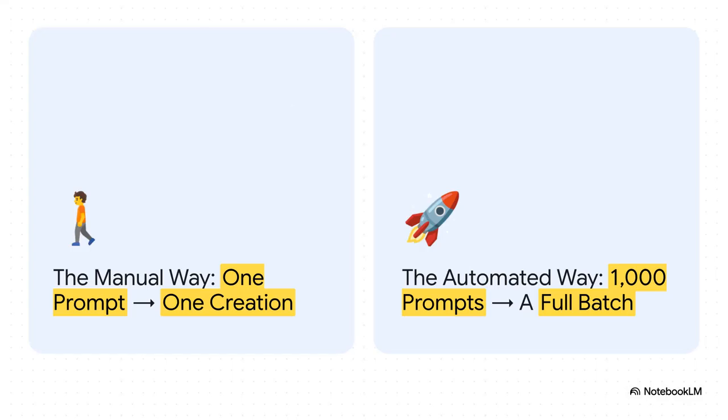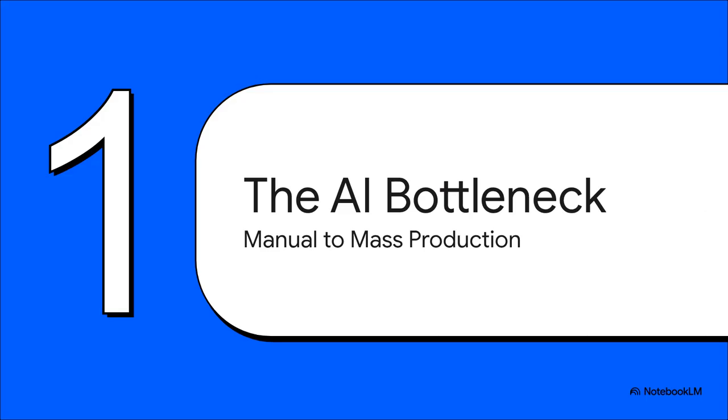So, the way most of us do it is pretty straightforward. One prompt gets you one creation. Simple. But what if we could completely flip that on its head? What if instead of one prompt, you could feed the AI 1,000 prompts all at once? That's what we're doing today, turning that single creation into a whole batch of content, all done automatically. Okay, so let's call this problem what it is, the AI content bottleneck, and we're gonna smash right through it.